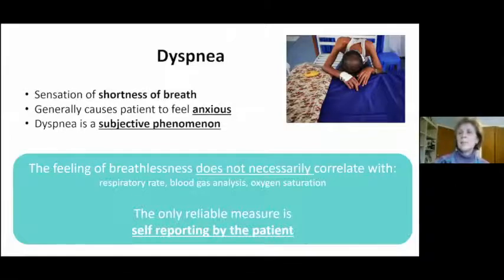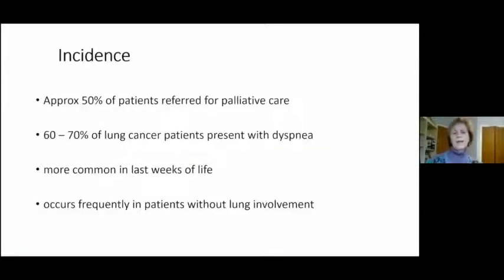So you need to get people grading it on a scale, whatever you use, 0 to 10, faces, whatever scale you use to have patients and families grade their symptom severity so you can follow it. The feeling of breathlessness doesn't necessarily correlate with the respiratory rate, although it can. Blood gas analysis and oxygen saturation doesn't always correlate with how the person feels. So this is important. The only reliable measure is what the person says they're feeling. Again, how common is it?